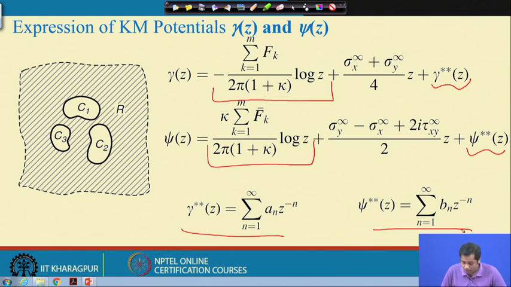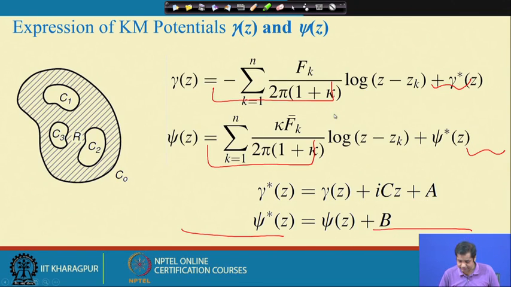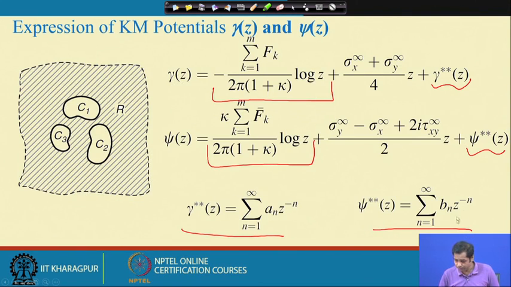Okay. Now, but please look at one thing. One thing is very important here. If you look at the expression, this is written in terms of z to the power n, whereas in this case it is written z to the power minus n. Okay. So, it is essentially 1 by z, 1 by z square and so on.